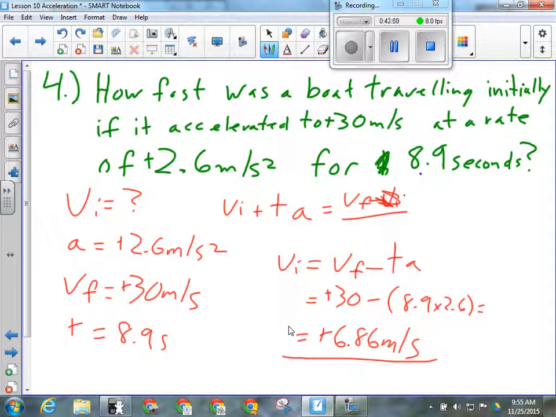How many people have done the graphing thing completely? Okay. Let's finish up the graphing thing. If you're already done, you've got a couple of minutes here where you can do something else.